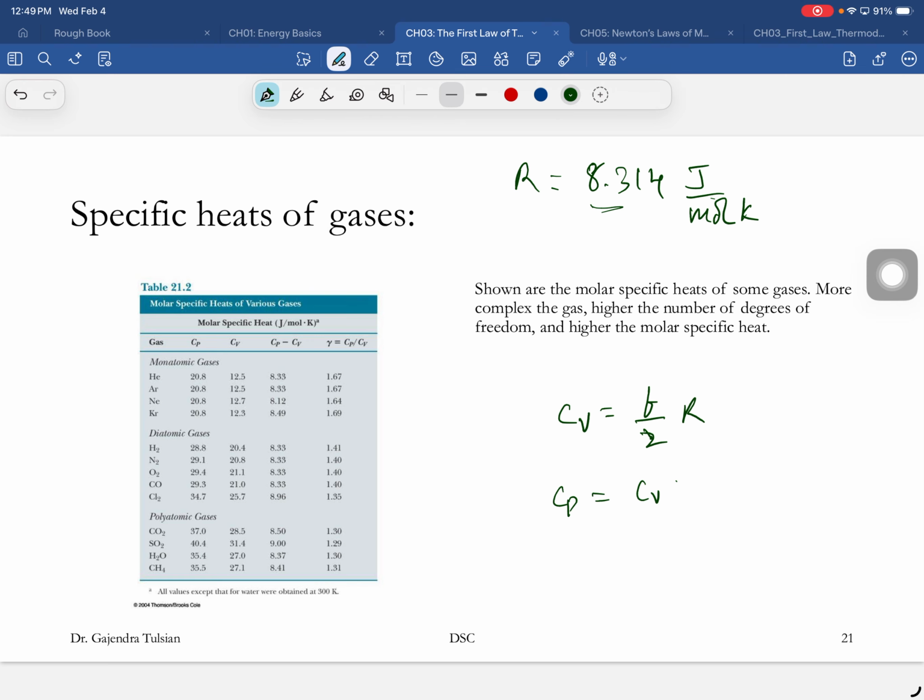So you see, for a monoatomic gas, that would be 3 plus 2 over 3, 5 by 3. For a diatomic gas, that's 5 plus 2 over 5, 7 by 5, which is that. And for a more complicated gas, as the number of degrees increases, this gets close to 1. So the closer gamma is to 1, the more complicated the molecule.